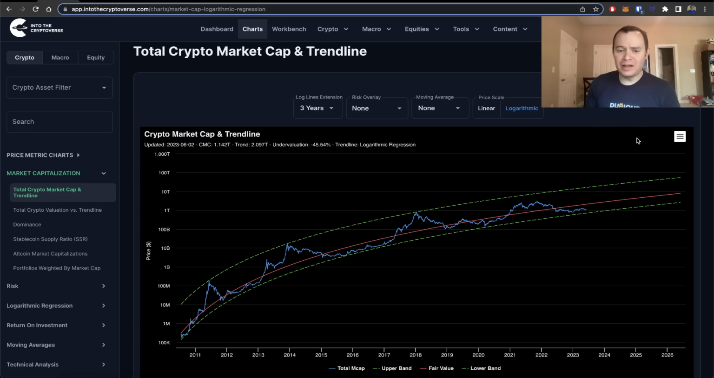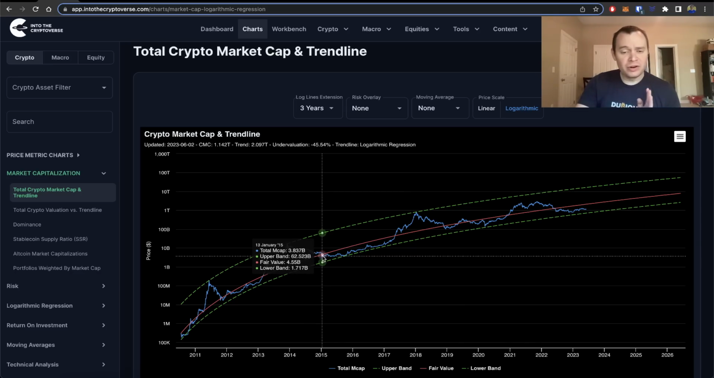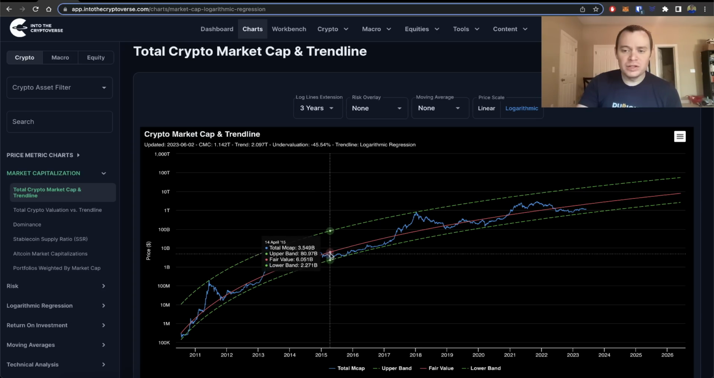Arguably, I would say, at least so far, once we fell below this fair value regression trend line back in June, this cycle so far looks more similar to 2015, does it not? You can see that the actual market capitalization with respect to the fair value has been sort of slowly going away from it.